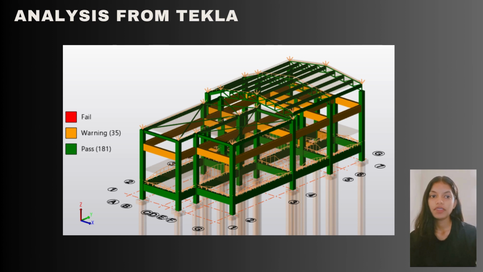The color-coded elements indicate structural performance: green for elements that pass the analysis, yellow for those that present warnings, and red for those that failed. Specifically, the model shows 181 elements passing, 35 elements with warnings. The warnings, which we already checked in some other videos, are already stated as not mattering for these elements, and there are no failures in this view. This visualization helps identify potential issues and areas needing further attention, ensuring the building's safety and structural integrity.